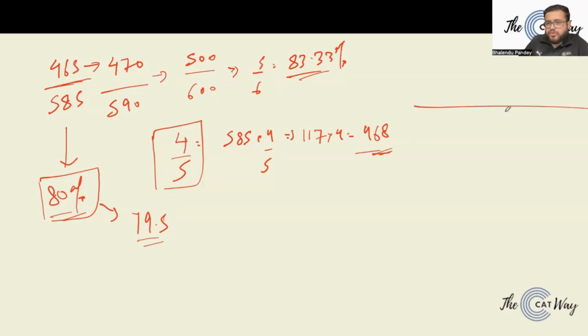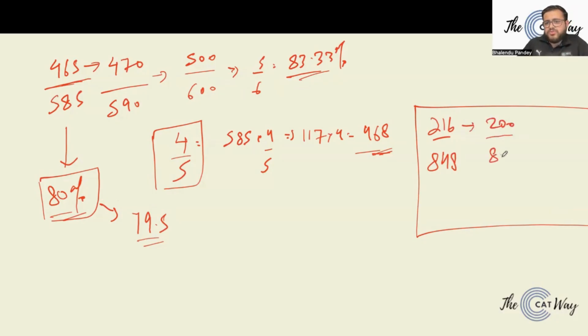Right? Let's solve one more question over here. So we have a 216 divided by 848. Correct? Now this value is close to 200. This value is close to 800. Right? So roughly it's going to be somewhere around maybe 25%. Probably a 25% mark. So let's calculate. 25% is what? 1 by 4 into 848. So this will give you 212. So what we get is that my 25% mark is coming at around 212.